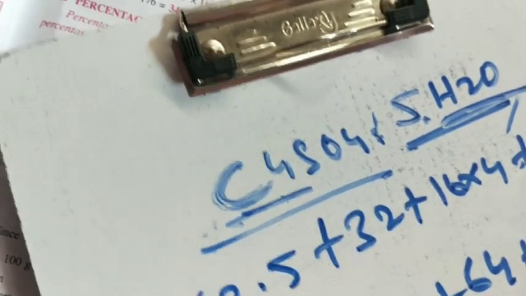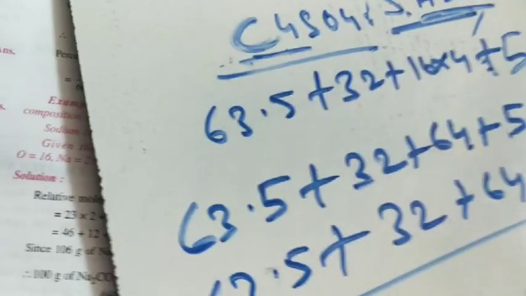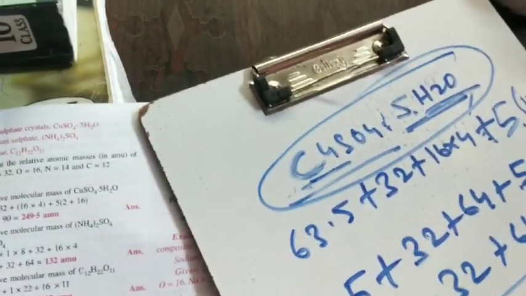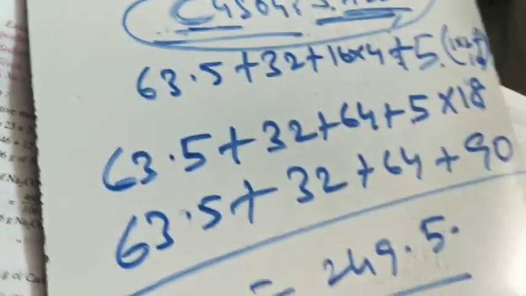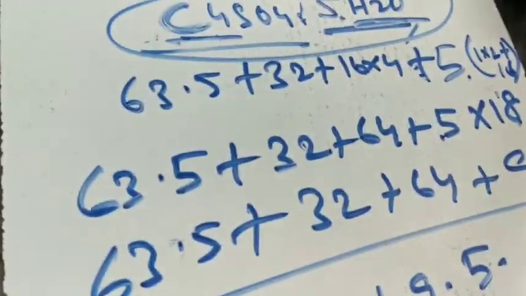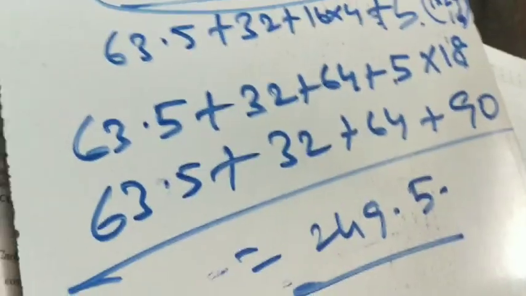63.5, 32, 64 plus 18 into 5, that is 90. Now you add it. After adding, you calculate the value, which is equal to 249.5. Now we have got the relative molecular mass of this compound very easily. In this way you find the RMM, in short, relative molecular mass. We calculate the molecular mass of different molecules very easily.